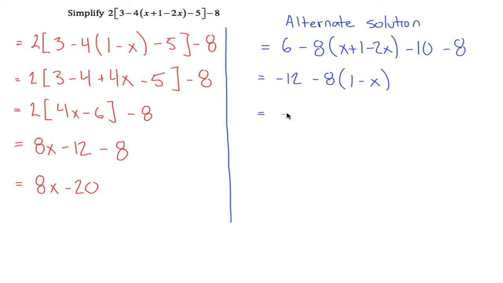And what I can now do is distribute this -8 into these parentheses. -8 times +1 is -8. -8 times -x is positive 8x. Be an easy place to make a mistake. Remember, it's the -8 you're distributing into the parentheses to multiply this by a -x. So now if I combine like terms, I have -12 minus 8, which is -20. So what I'm left with is 8x minus 20.